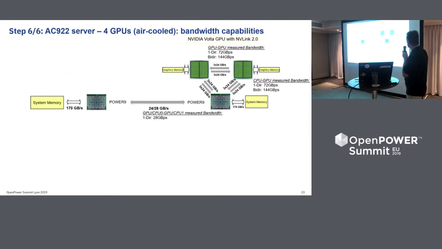Okay, so do we want to introduce this? Speaking about bandwidth, let's take an example of an AC922. We should have 4 GPUs attached to the 2 sockets. I just represented one, because here we will fill the blank with the FPGA. So we have here the different bandwidths we can expect.